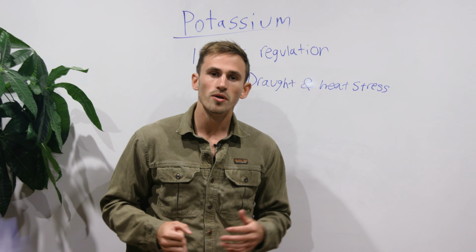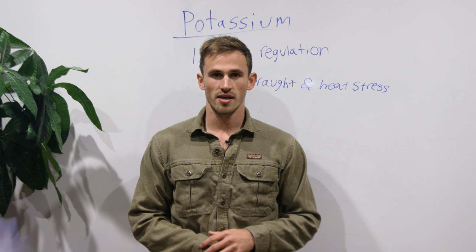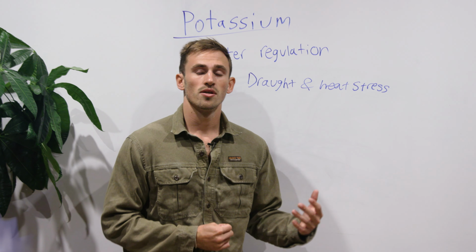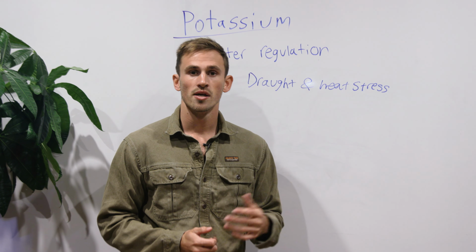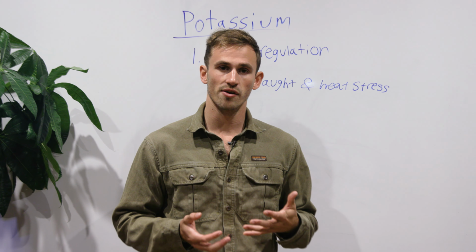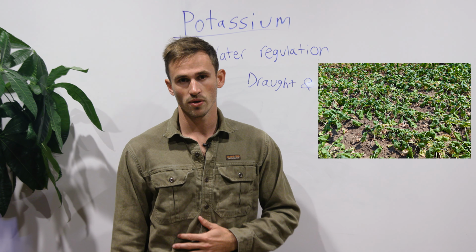So when our plants undergo conditions like drought or heat stress, if they don't have adequate potassium, they're going to have an even harder time making sure that they don't immediately wilt and die. When we undergo conditions that are too hot or too windy, if we don't have that potassium, then our plants won't be able to pull in enough water and they'll wilt prematurely compared to a plant that has adequate levels of potassium.